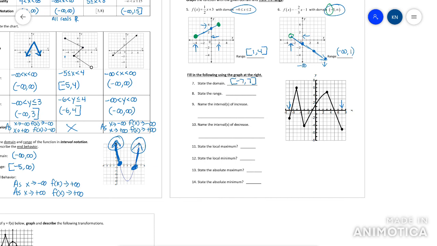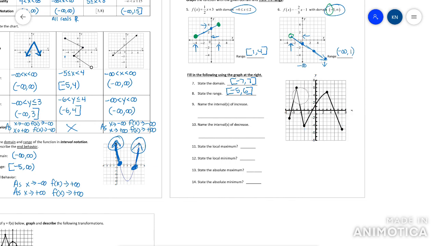Like that. The range is how low it goes, which would be, this is the lowest point. So that's at negative 5. And then the highest point, this is the highest point. So that's at 6. And they're closed circles on both. So it's from negative 5 to 6 with brackets since they're closed circles.